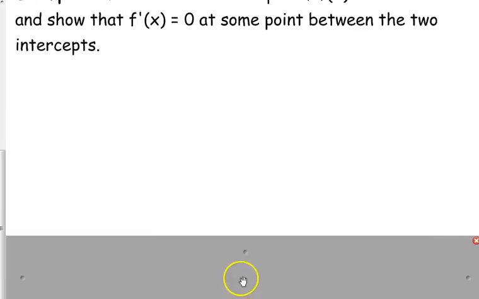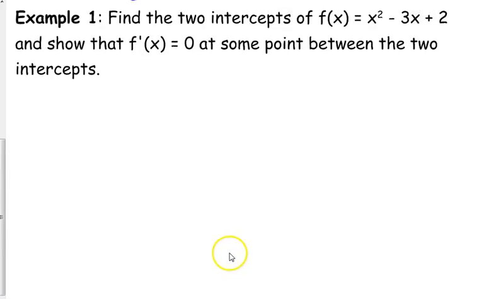So what we're going to do here with this example says, find the two intercepts of the function x squared minus 3x plus 2 and show that the derivative equals 0 at some point between the two intercepts. They didn't give us an interval this time, but we're creating the interval. Because if we find the two intercepts, then both those places, the y value is zero. So we're finding the a and b, and then we're going to show that there's some point between there that the derivative equals zero.